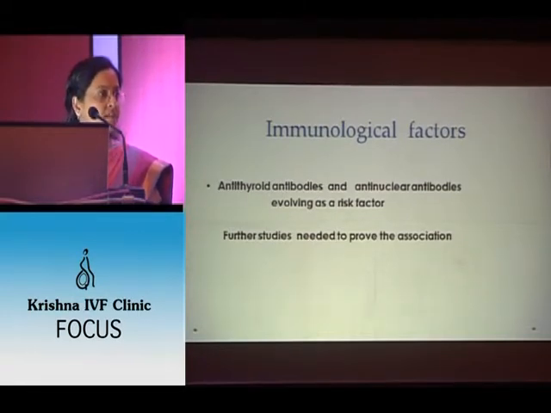According to the meta-analysis of case control and cohort studies, antithyroid antibodies and antinuclear antibodies are evolving as risk factors for recurrent pregnancy loss. But further studies are indicated and needed to prove the association. So routine testing is not advised nowadays for this, the antiphospholipid and antinuclear antibodies.